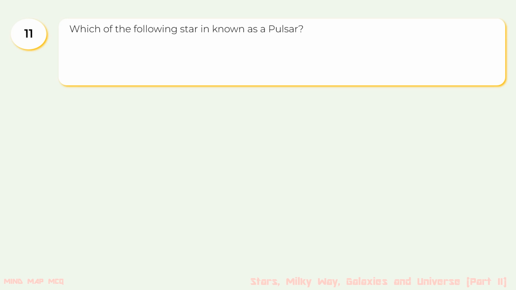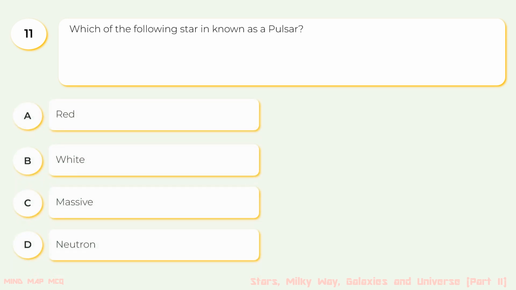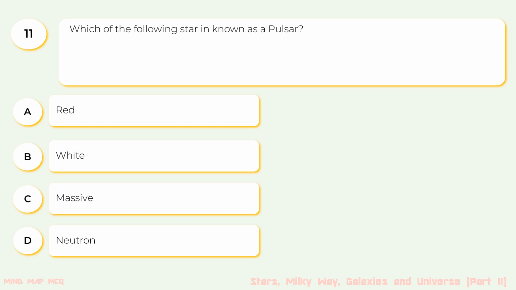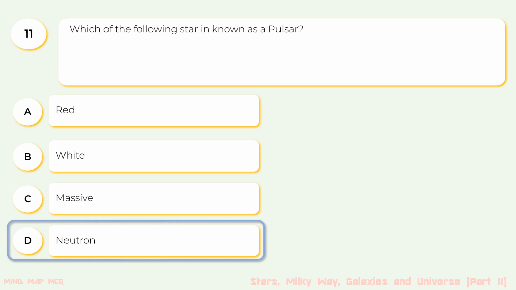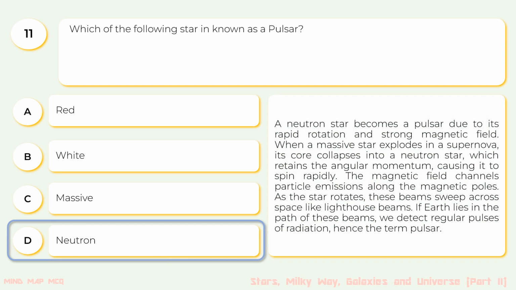11. Which of the following stars is known as a pulsar? The options are A. Red, B. White, C. Massive, and D. Neutron. The correct option is D. Neutron. A neutron star becomes a pulsar due to its rapid rotation and strong magnetic field.